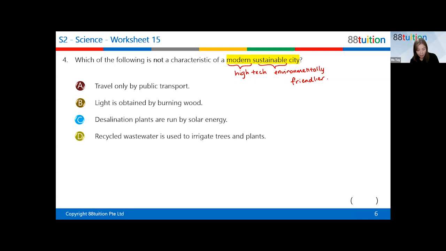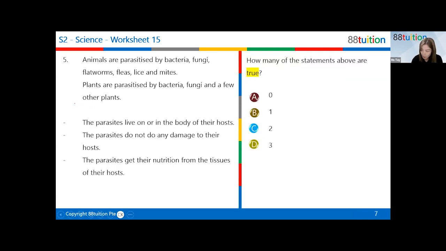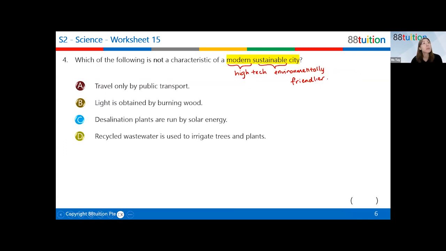Okay, Jimin, what are you trying to mean? Okay, so the answer is actually B. You all got B or not? Let me see. Yeah, all of you who tried, you got all correct from question 4 to question 9. Okay, so light is obtained by burning wood. Is this the act of a modern city? No. In order to get light, usually in a modern city, we just need to turn on the switch, isn't it? We are using electricity. We don't burn wood to get light anymore. So this is not modern.